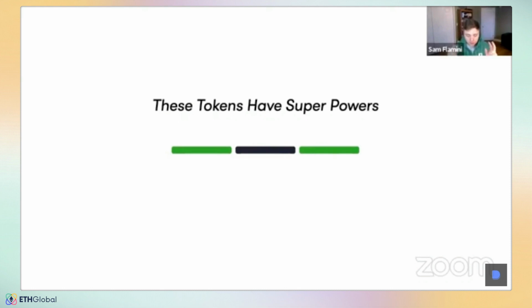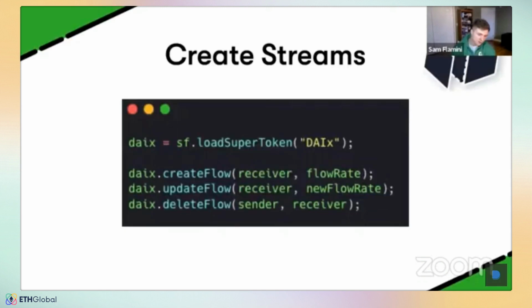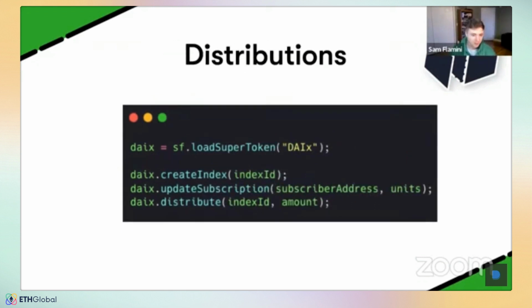And again, the thing to keep in mind that I want you to walk away with is that these tokens themselves should feel like they have superpowers, right? And part of the reason for that is that we've engineered the developer experience so that you can just call these functions that do this cool stuff directly on the token itself in our SDK or using our Solidity libraries. So instead of just being able to call DAI.transfer, and sorry for the blurriness here, I blew this up too large, you can call DAIx, which is the super token version of this. You can call DAIx.createFlow, updateFlow, deleteFlow. You can do the same thing with the distributions, right? Where I want to maybe create an index.